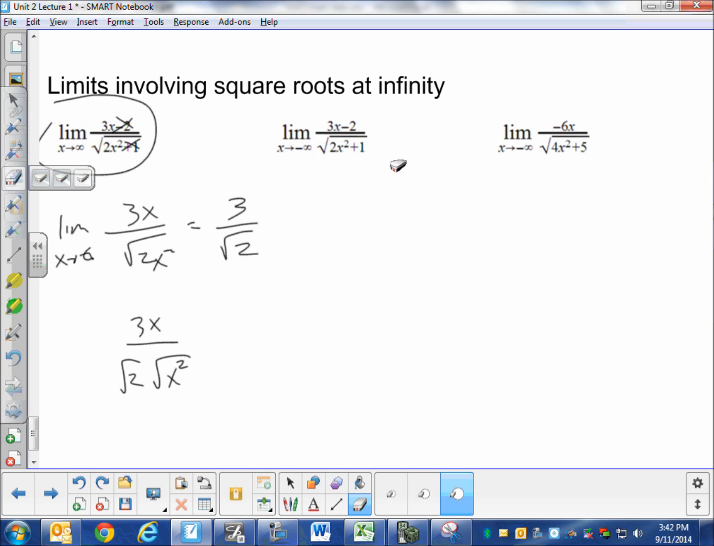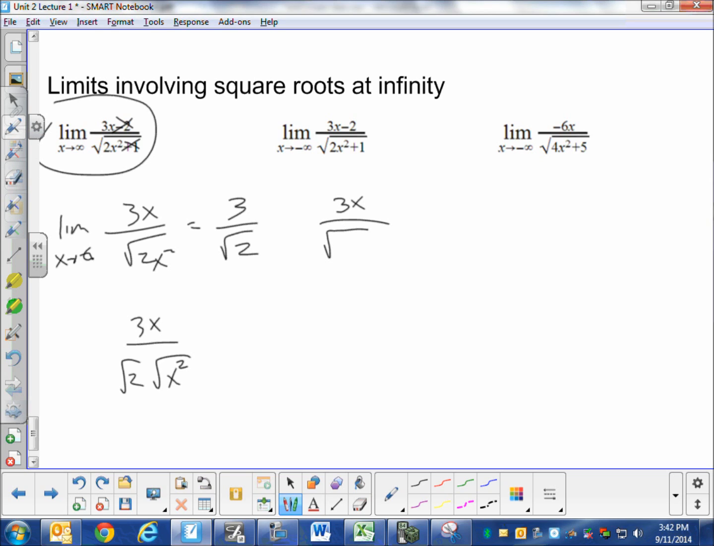Same deal. However, when I plug in negative infinity into my numerator, that would make it a negative value. When I plug in negative infinity into my denominator, I have to square that, which makes it positive, and it will remain positive. This is negative root 3 over root 2, or negative 3 over root 2.